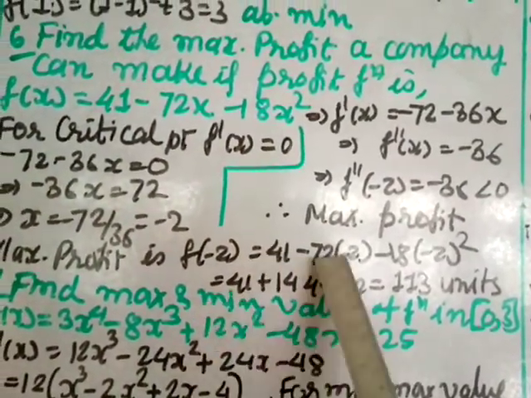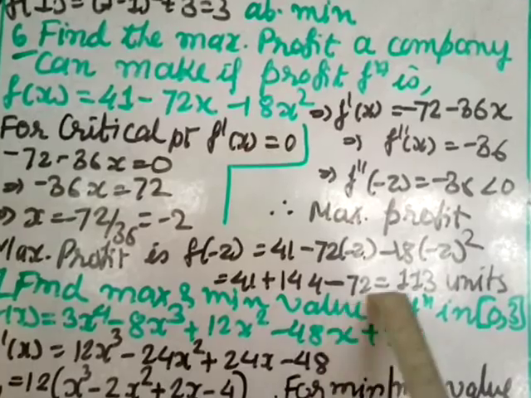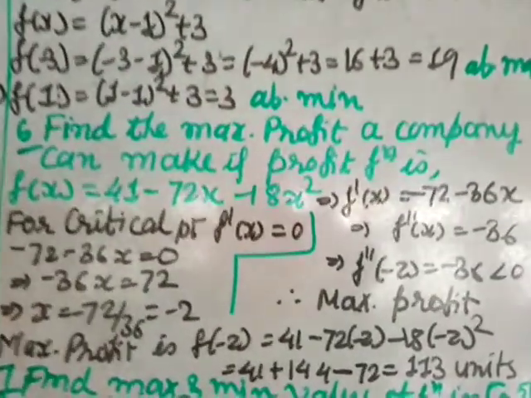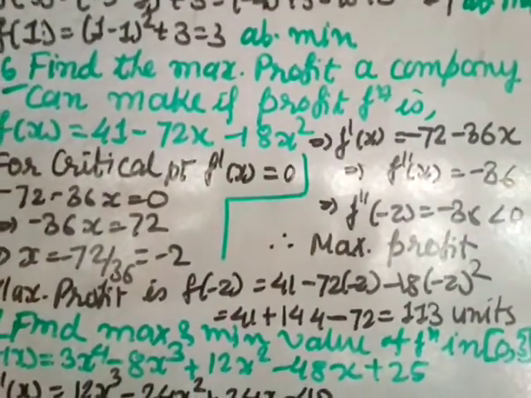So this is 41, this is 144, this is 72, and this is 113 units. The maximum profit is 130 units. So that is the answer for question number 6.